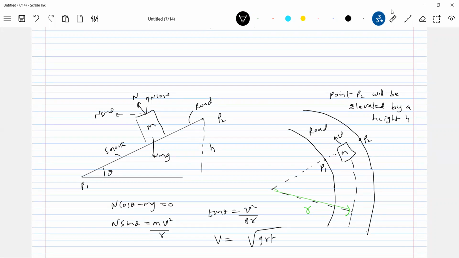So v squared equals gr tan theta. r is fixed here, I can't change r. g is fixed here. So by elevating the outer edge of the road by height h, as I increase h, theta will increase. Then I can increase the maximum speed. This theta is called the angle of banking.